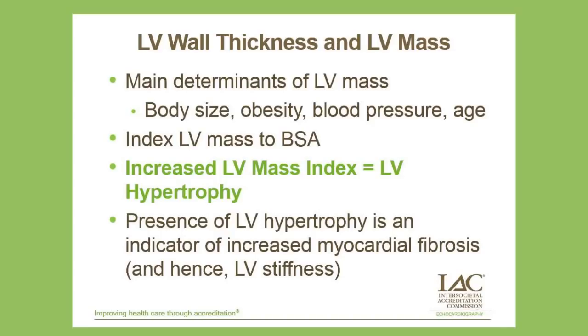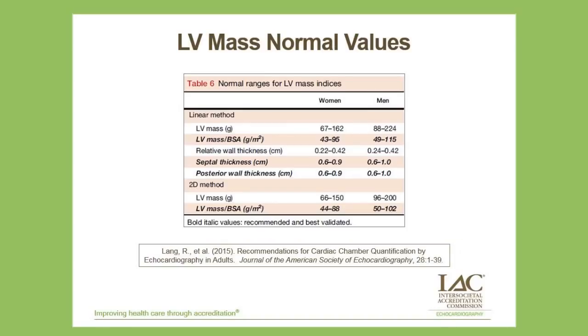hypertrophy. And following that logic, the presence of LV hypertrophy is an indicator of increased myocardial fibrosis, which means you will have increased LV stiffness. The LV will be less compliant. And with a less compliant LV, you end up with diastolic dysfunction and increased filling pressures. Here are the LV mass normal values.